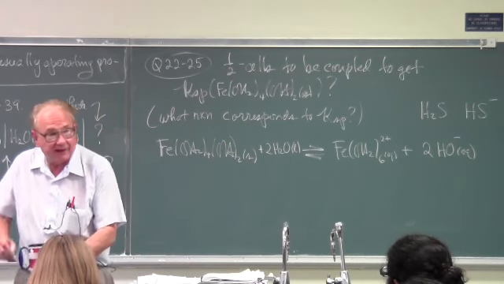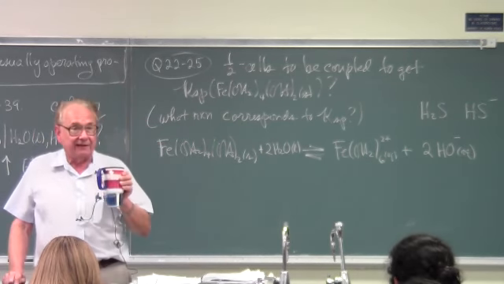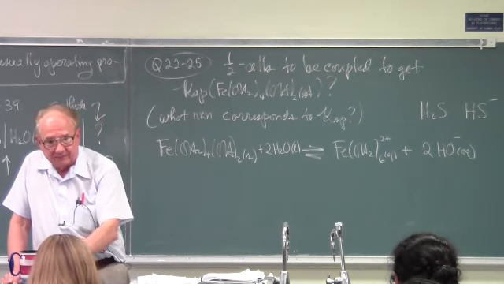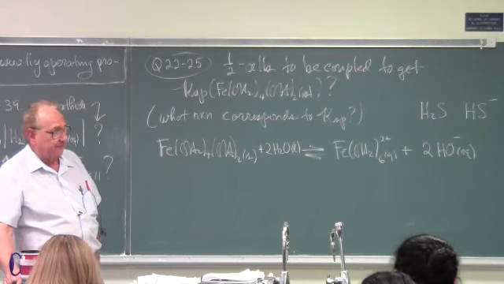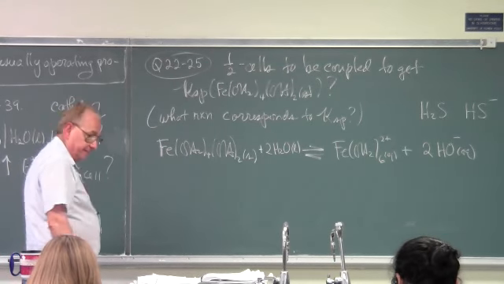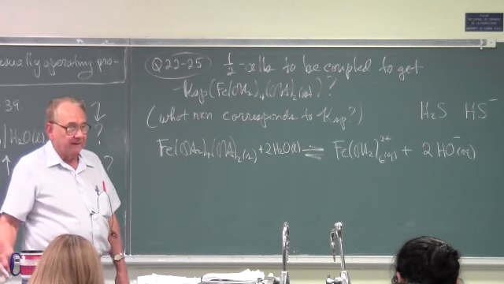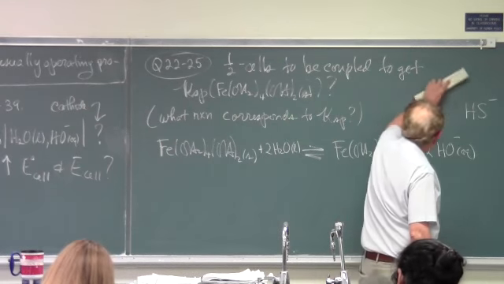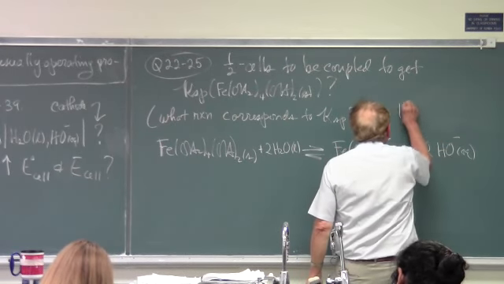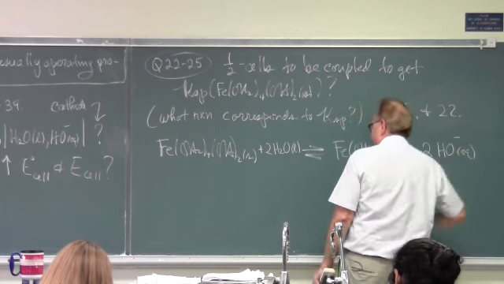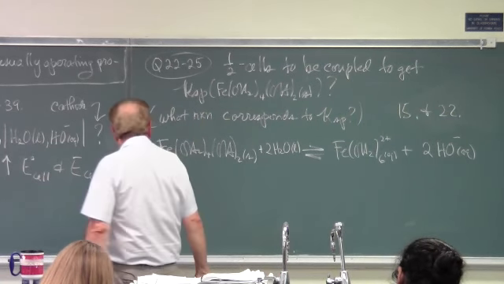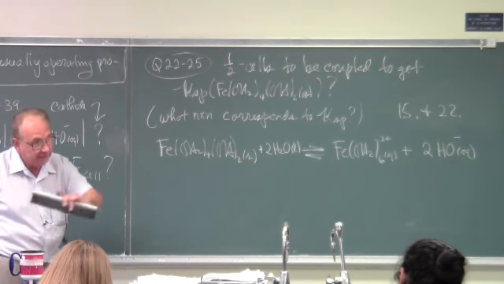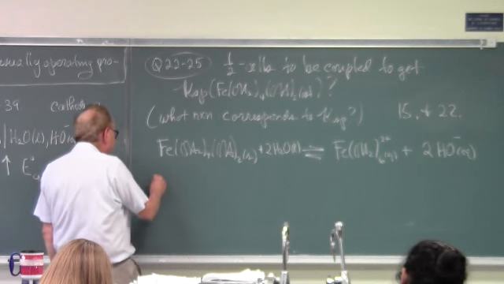Now, which half reactions do you couple to get this thing as the net reaction? Look at the table. Does 15 and 22 get the job done? Now, to be sure you can operate on the Nernst equation to get the KSP value, again, you probably did this, but let's try to be sure.